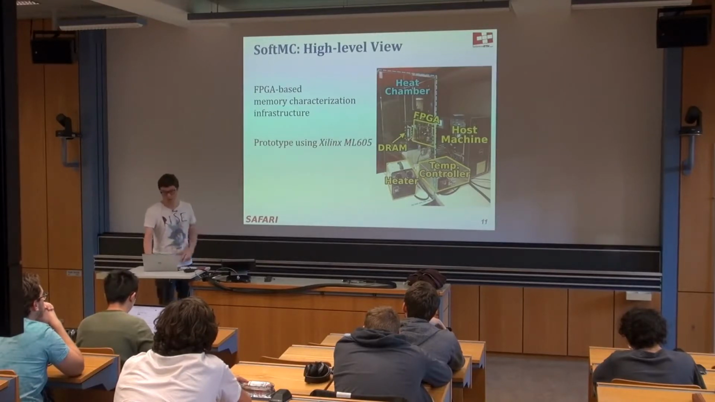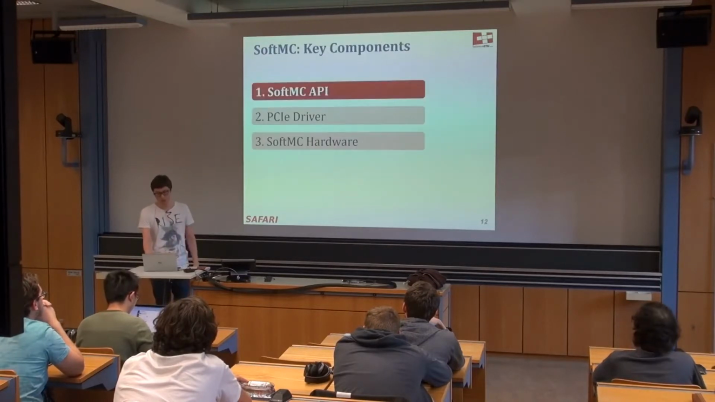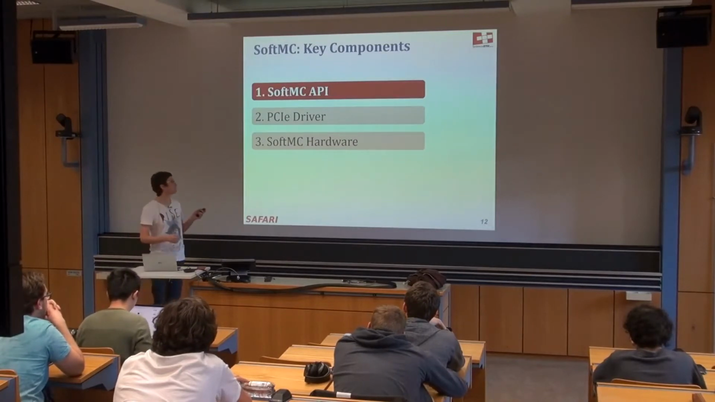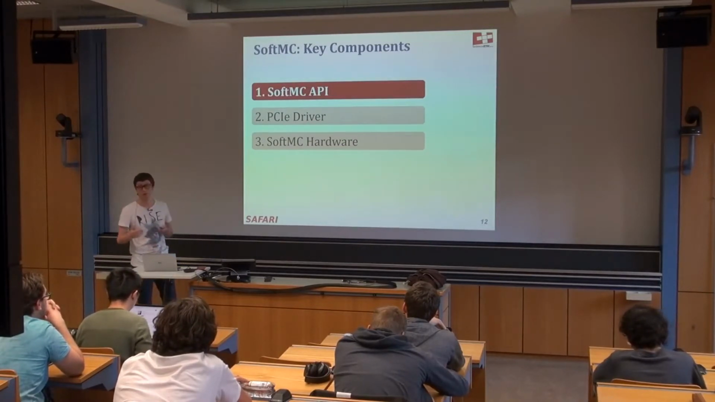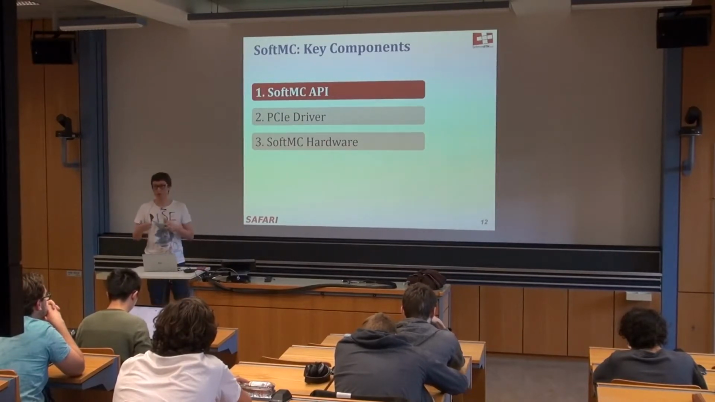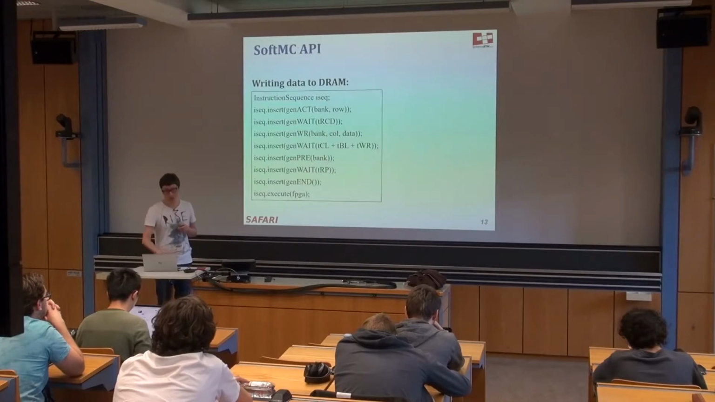Okay, and this is the FPGA that we use from Xilinx. And we also developed a C++ API. Those are the three main components of SoftMC. We have this API that is used to develop DRAM tests. Then we have a PCI Express driver and also a hardware component, which is all the logic behind this API that runs on the FPGA. Okay, so let's start with the SoftMC API.